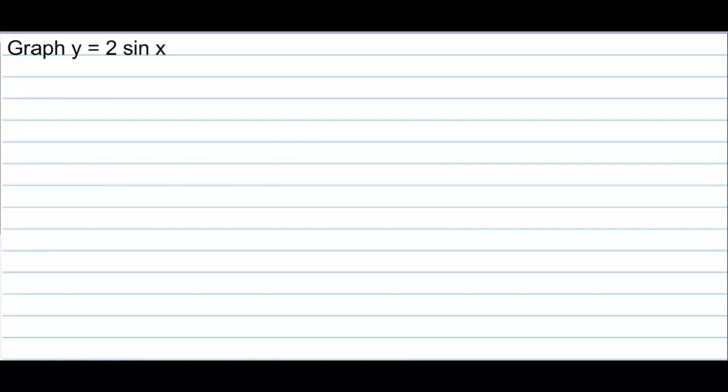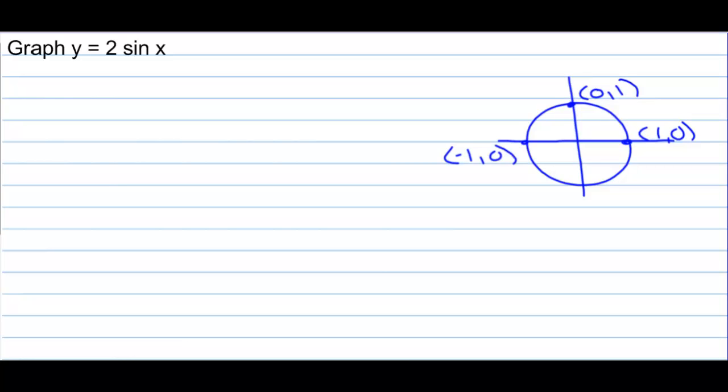All right, now we're going to start with the unit circle. And that's the point 1, 0, 0, 1, negative 1, 0, 0, negative 1. We're going to look at sine first, might as well. We're going to look at cosine.